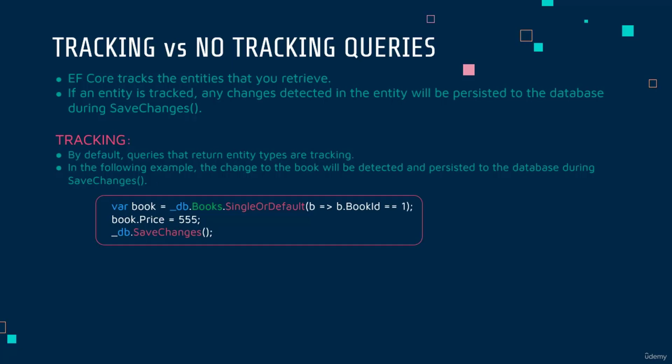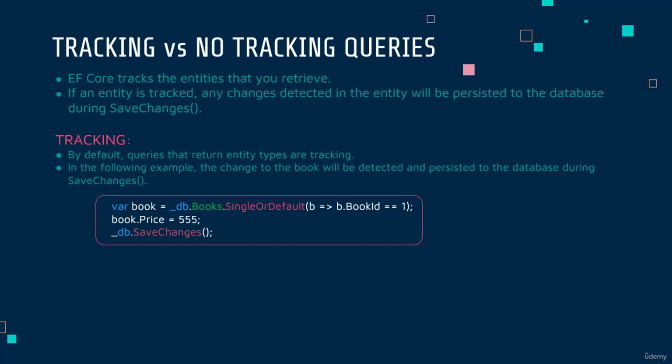In the last video, we saw that Entity Framework Core tracks all the queries. So Entity Framework Core starts tracking the moment you retrieve those entities. If an entity is tracked, any changes detected in the entity will be posted to the database when we save the changes. So by default, the behavior is that any entity that you retrieve will be tracked.